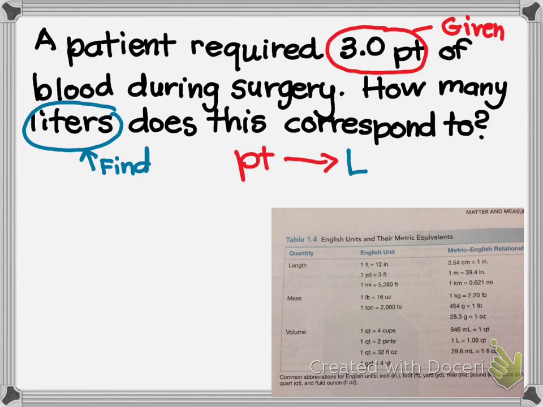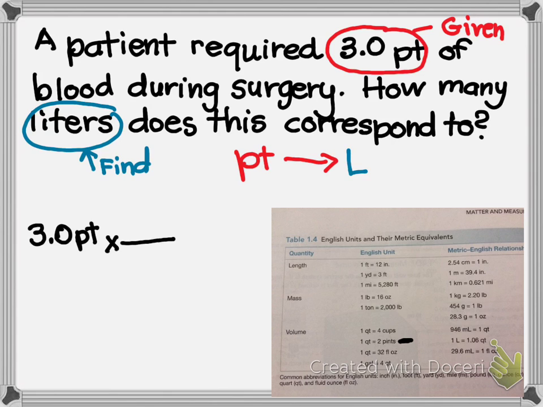So how we're going to set it up, I always start by writing what I was given. I want to get out of the units of pints. So I have 3 pints. Now I need a conversion factor that I multiply by so I can cancel pints and change into a new unit. This is a volume, and pints is an English unit, so it's over here, and I see pints right there.